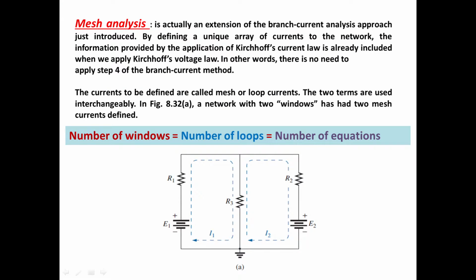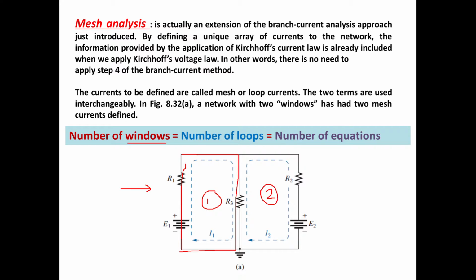So let us take this problem, which has three resistances and two sources. First thing is we will identify the number of windows. Window means a closed path. So this is one window, this is our first window, and this is our mesh 1. We have identified the first window here and the second window is here.